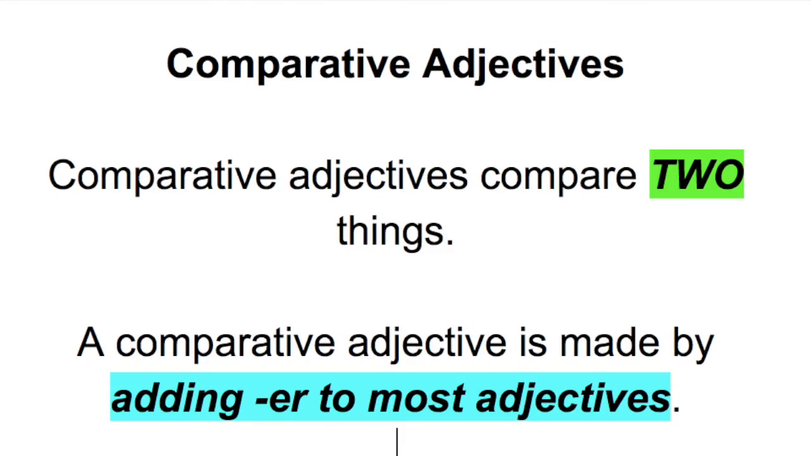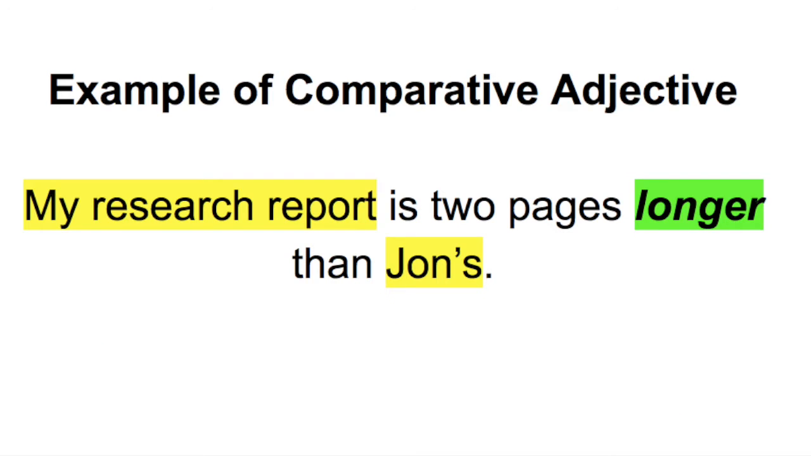All right, guys, let's talk about comparative and superlative adjectives. Let's look at the rule for comparative adjectives. Comparative adjectives compare two things. A comparative adjective is made by adding ER to most adjectives. Not all of them, but most of them. So the key thing there is that comparative adjectives compare how many things did we say? Two things.